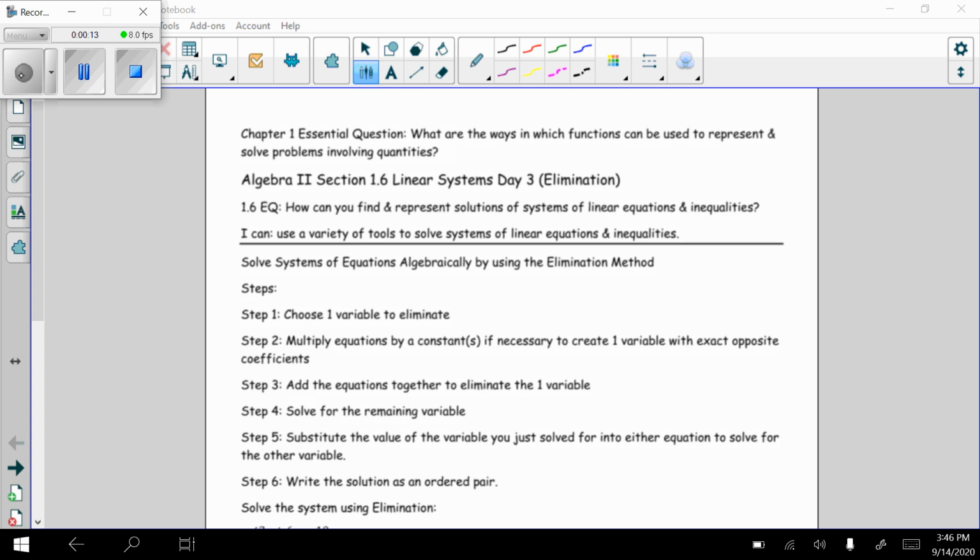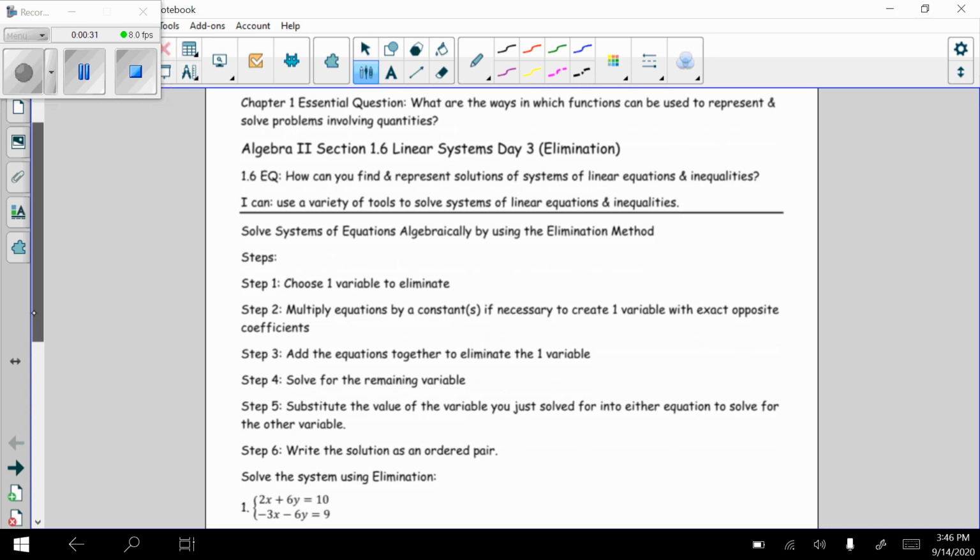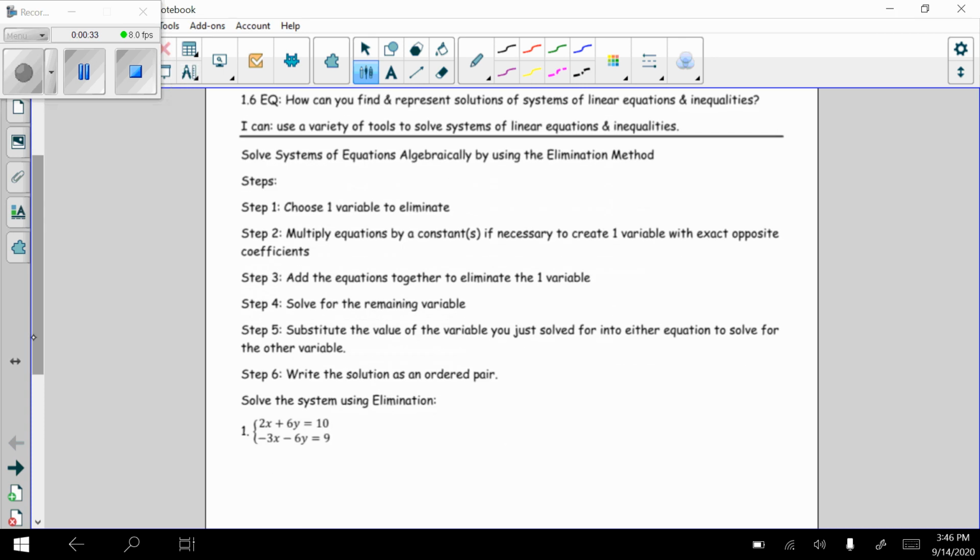Step number 1, you choose one variable to eliminate. Step number 2, you multiply the equations by a constant or constants if necessary to create one variable with the exact opposite coefficients. Step 3, add the equations together to eliminate the one variable. Step 4, solve for the remaining variable. Step 5, substitute the value of the variable you just solved for into either equation to solve for the other variable. And finally, write your solution as an ordered pair.